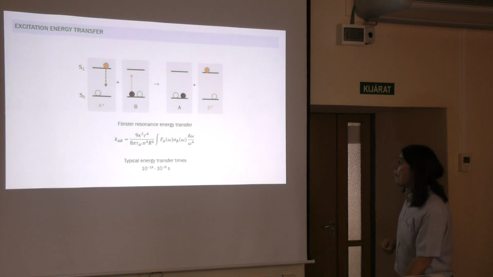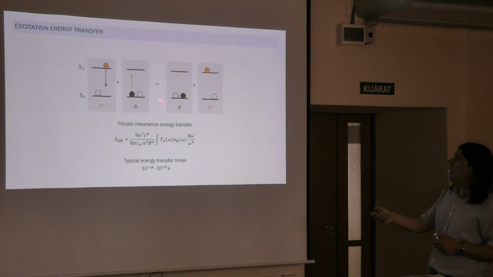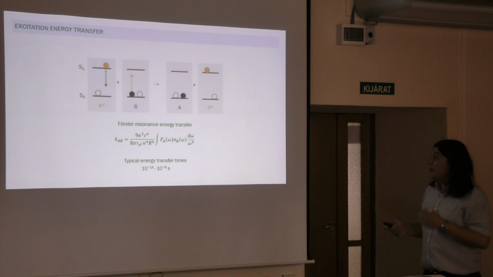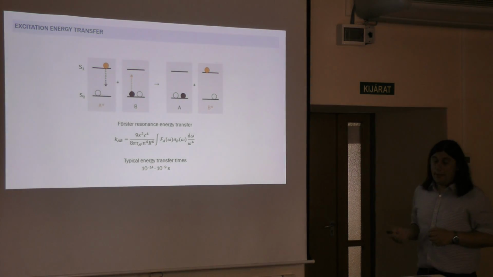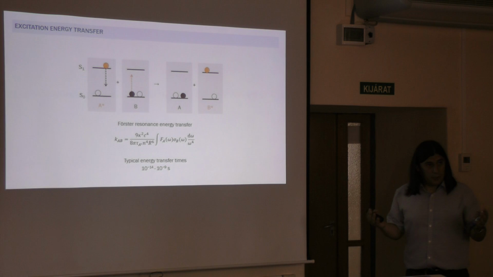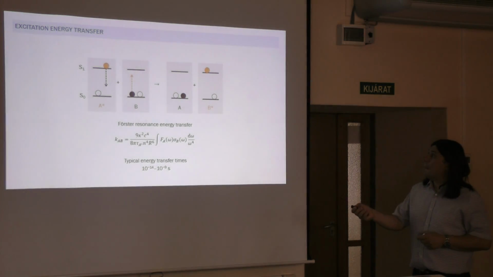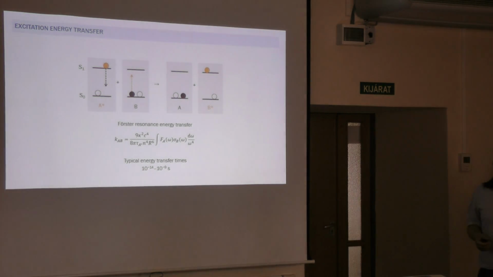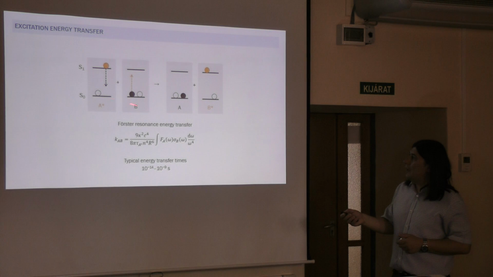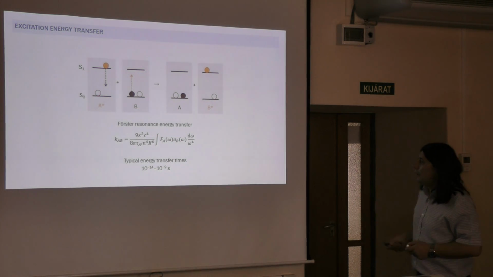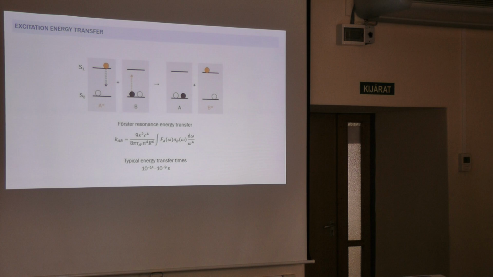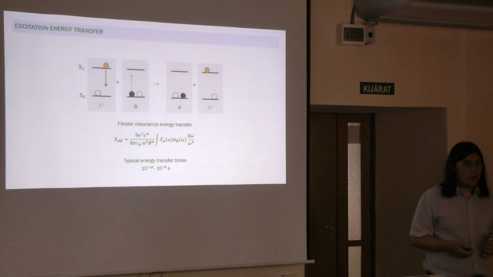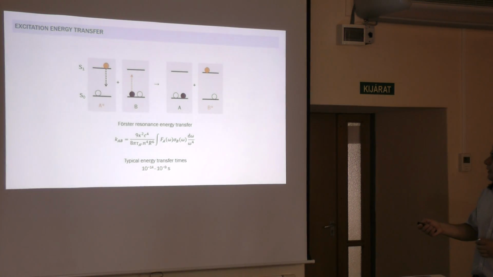What does that mean? Here we have two identical molecules with just one excited and one ground state. What can happen is, because of the interaction of the transition dipoles, the excitation can jump from one molecule to the other molecule. This is a very well-known effect, which is formulated theoretically by Förster, and we call it Förster resonance energy transfer. And we know many things about that.